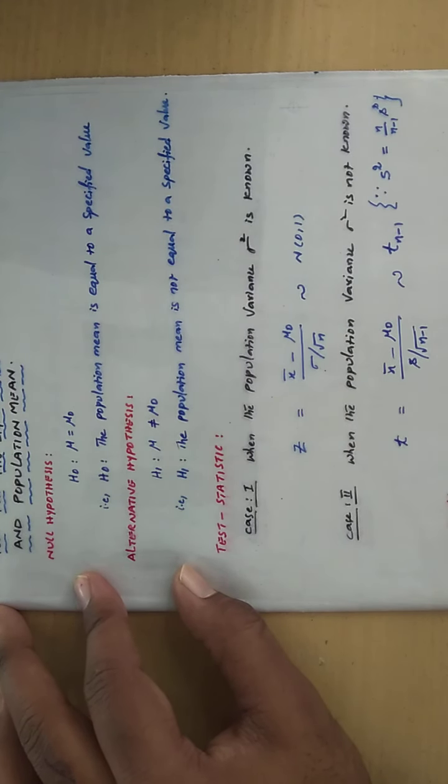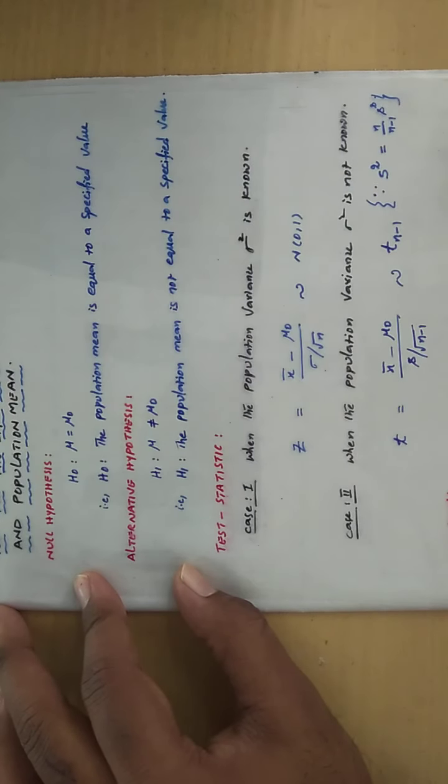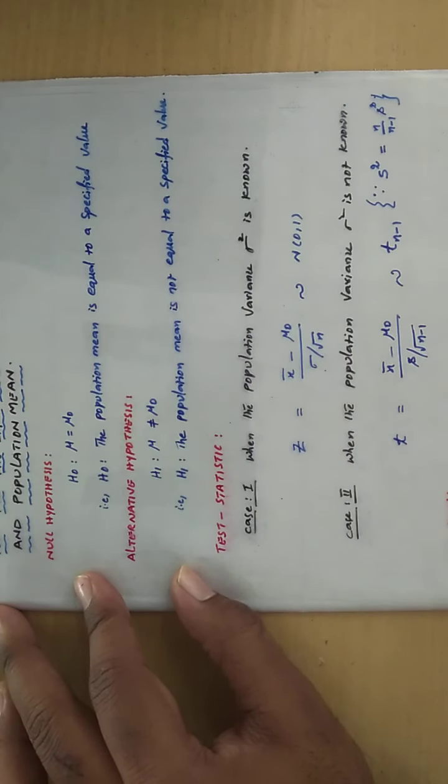Now, how to take the decision? For every case, a different procedure will be there. Here, the table value is going to be the normal distribution table value, just like our large samples. But here the table value is going to be the T distribution table value. So let us see the decision.